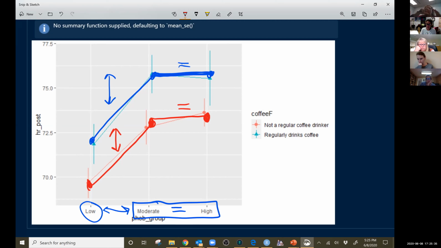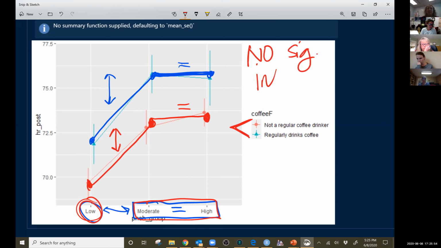Now, there is some wiggle room in the data, but the only evidence we have is that there is a difference between low phobia and the moderate and high group. There's a difference between coffee and non-coffee drinkers. But since there was no significance in the interaction, the lines are essentially parallel. I like to think about it on the plot. I really have to use the plot.